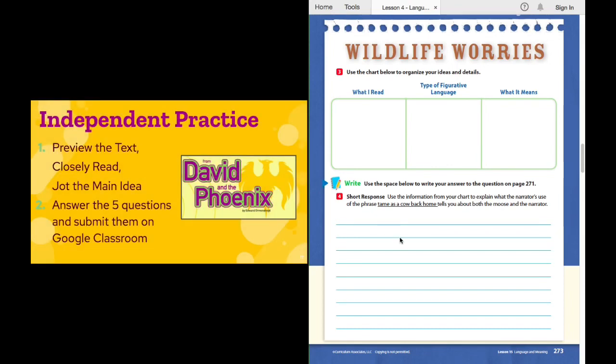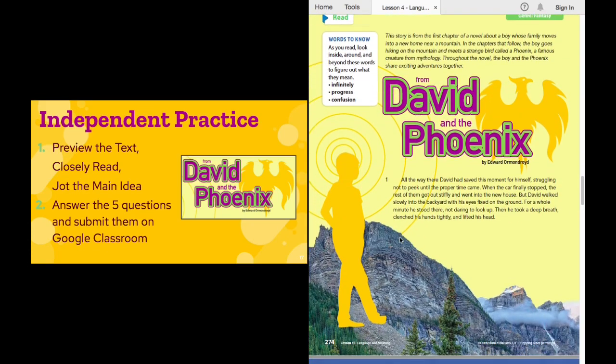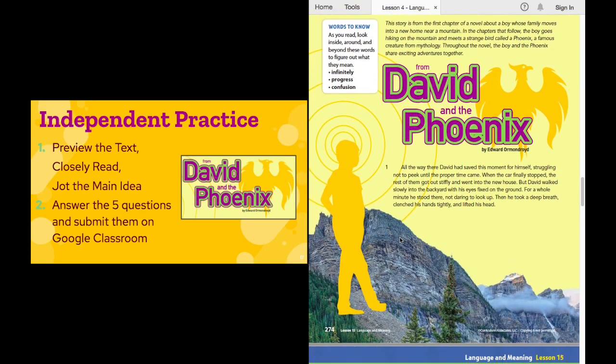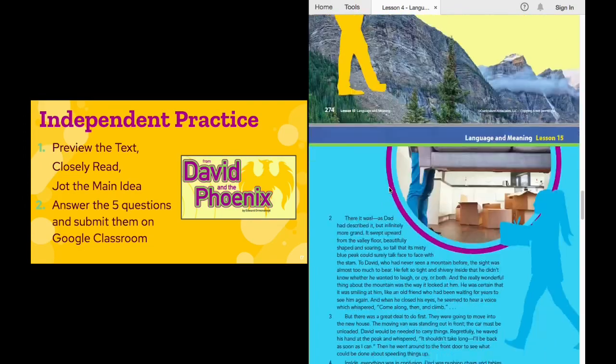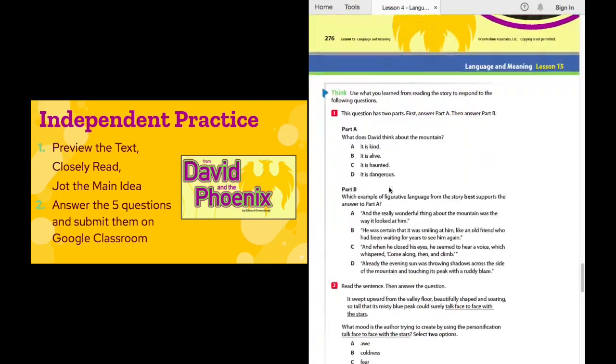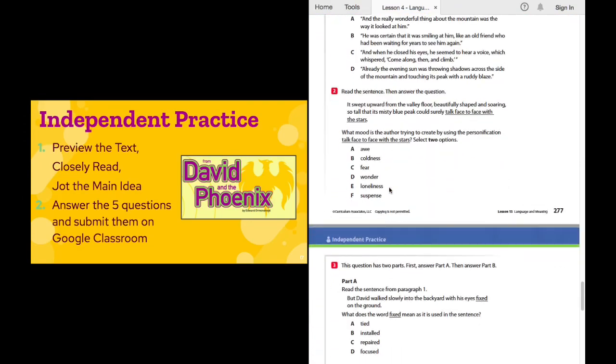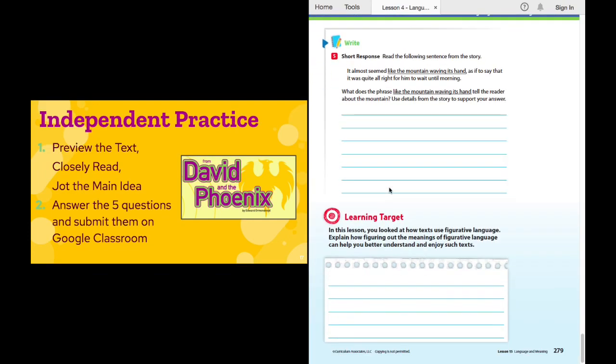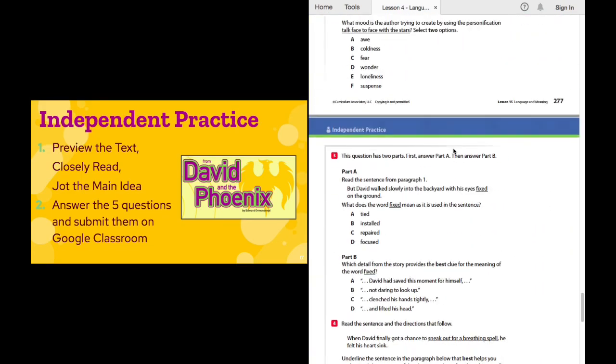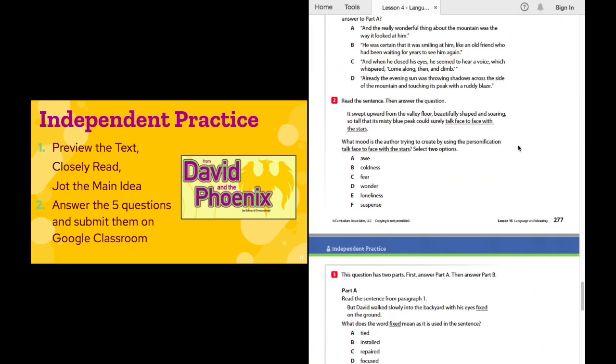All right, now it's your turn to practice independently. This is your assignment for the week. So you're going to read the story from the first chapter of a novel. Read this little blurb, read the story. You're going to preview the text, closely read, and jot the main idea. And then you're going to answer the 5 questions that follow the passage. So pages 277 through 279, you're going to answer those questions. And of course, you're going to submit them on Google Classroom.